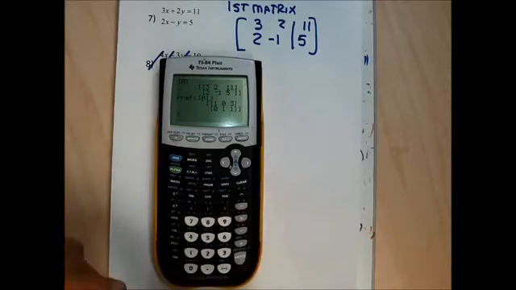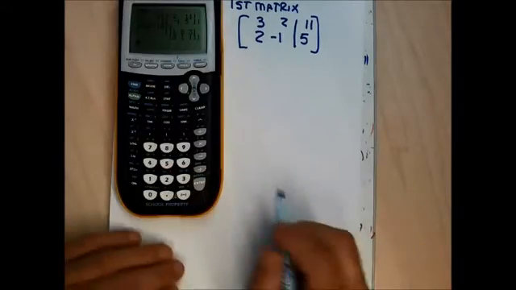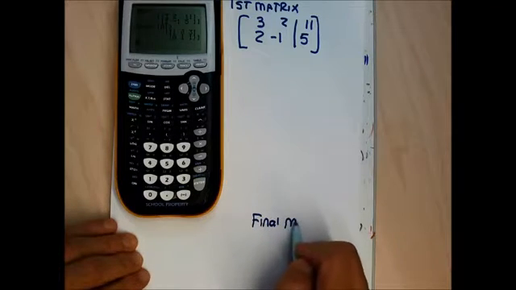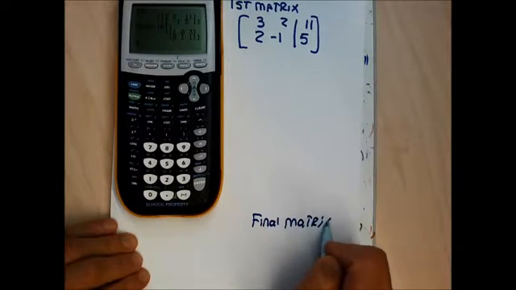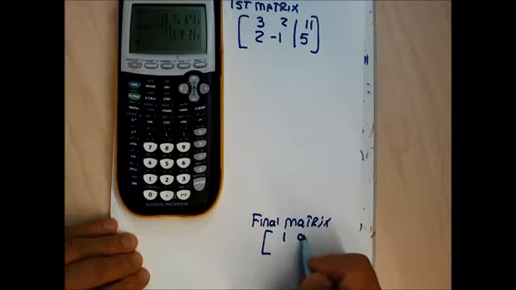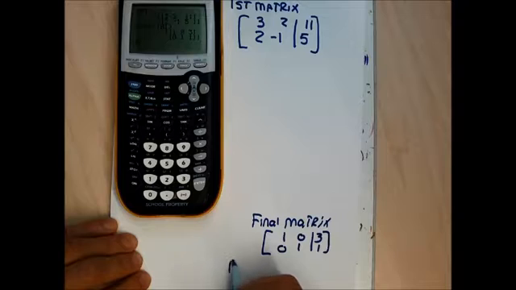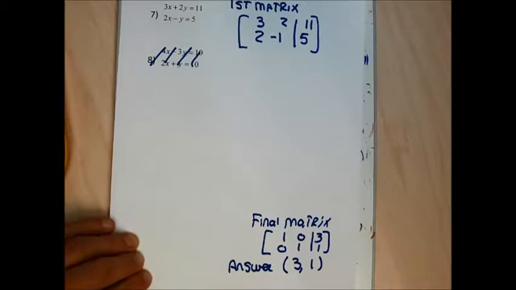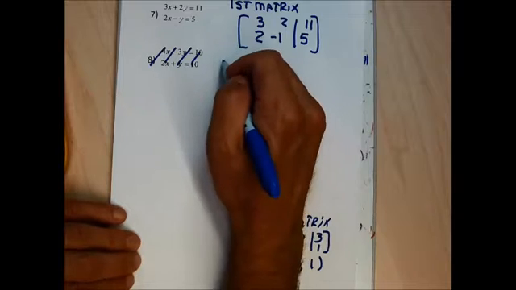My final matrix has a 3 and a 1 in the right-hand column. So my final matrix, or my answer matrix at that, is going to be 1, 0, 3, 0, 1, 1. My answer is going to be x equal to 3, y equal to 1 for your problem 7. So, first bit of work, try to get my second matrix.